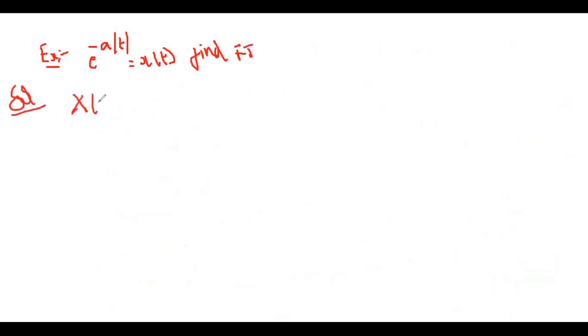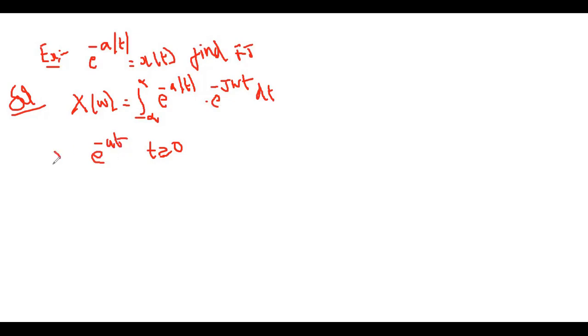So X(ω) is equal to the integral from minus infinity to infinity. I am directly substituting e^(−a|t|) into e^(−jωt) dt. For t greater than or equal to 0, it becomes e^(−at). The x(t) is the magnitude function, so for t less than 0 it becomes e^(at).